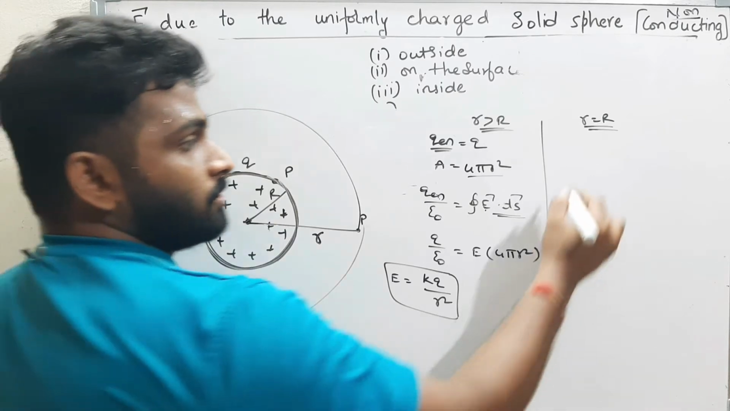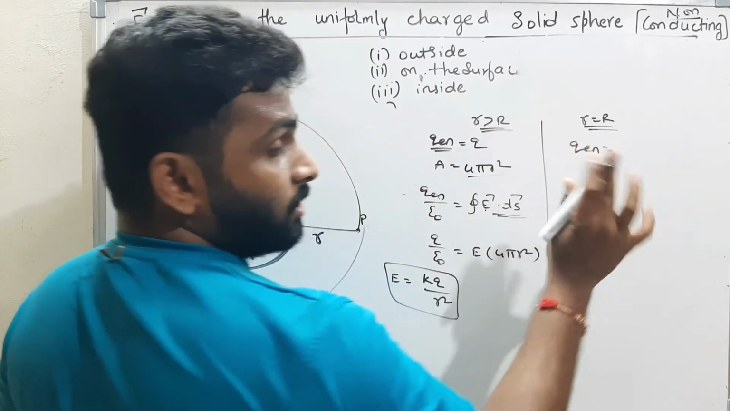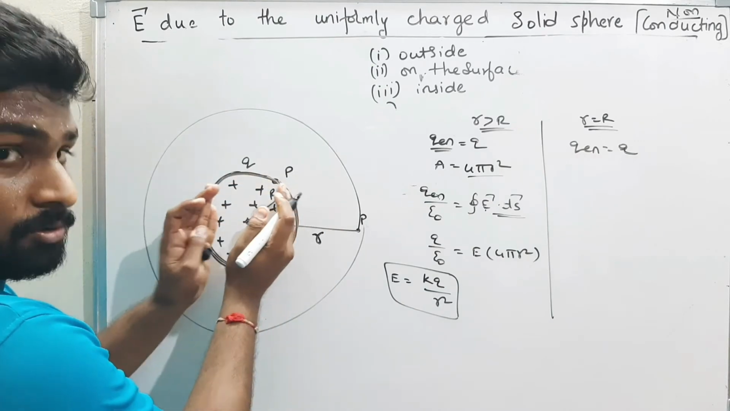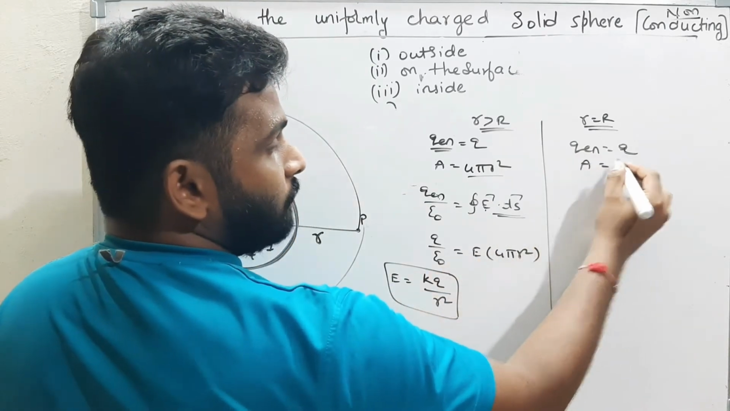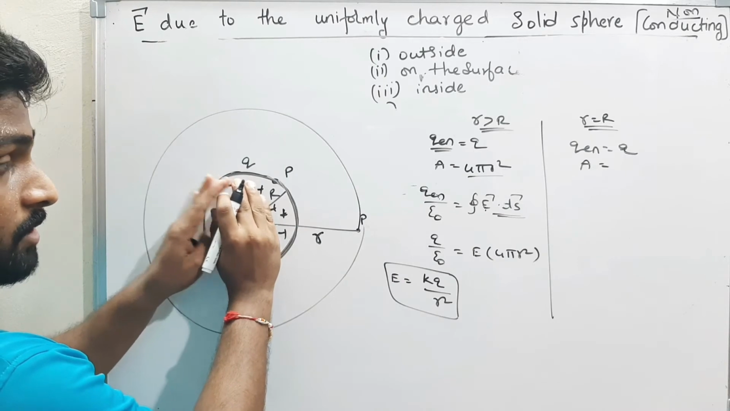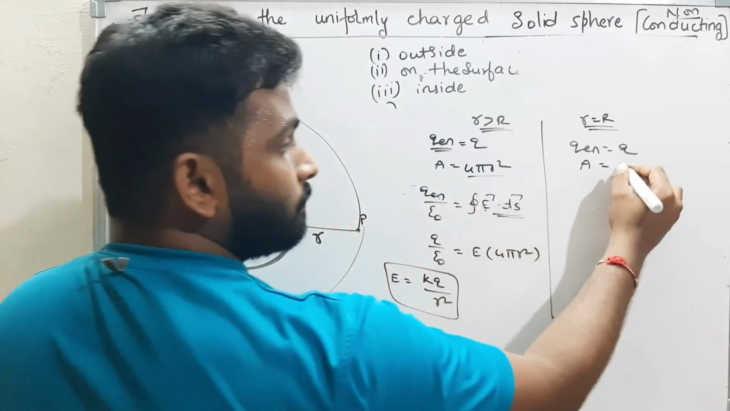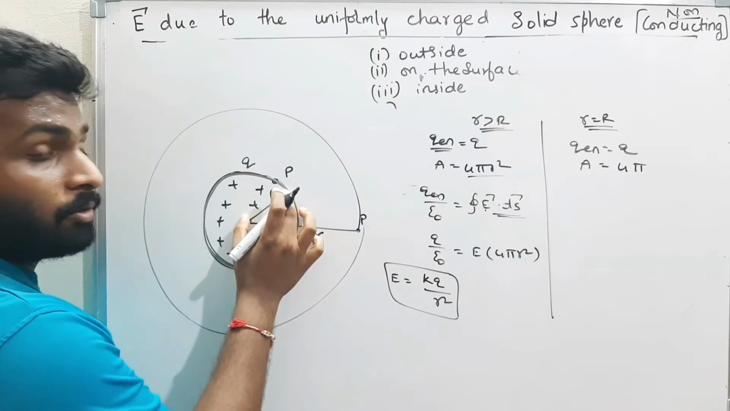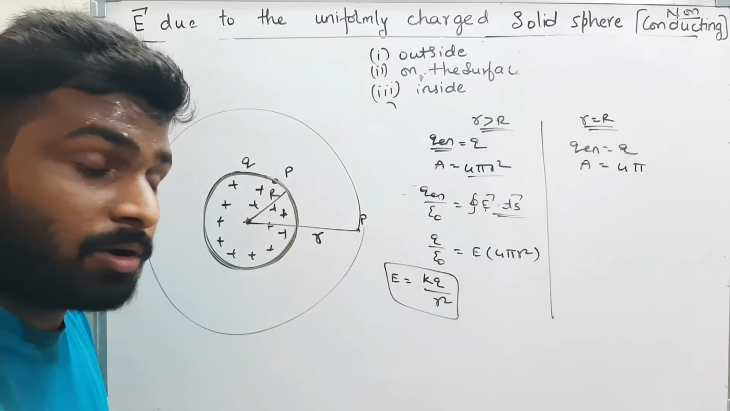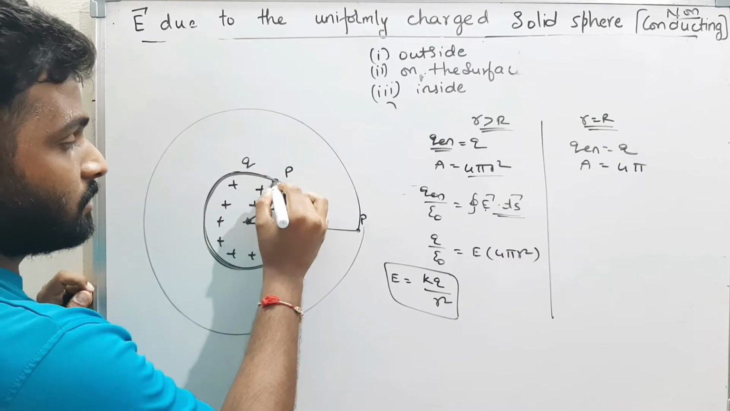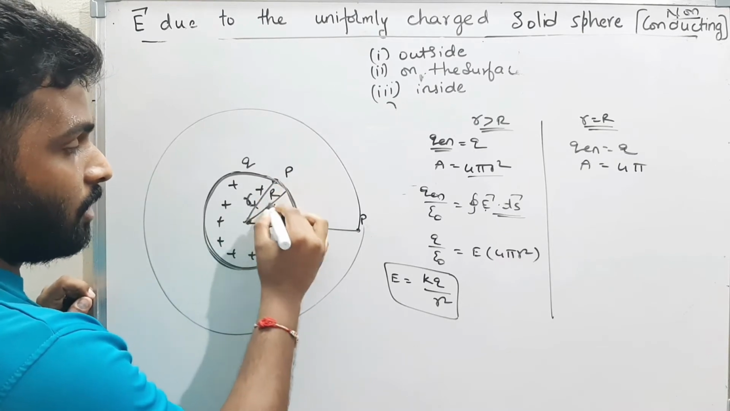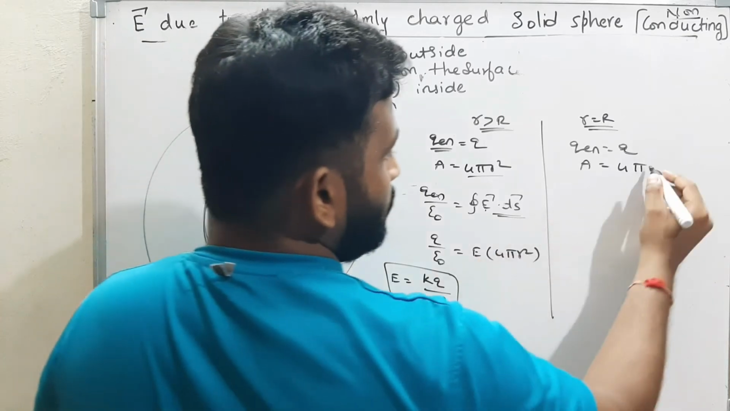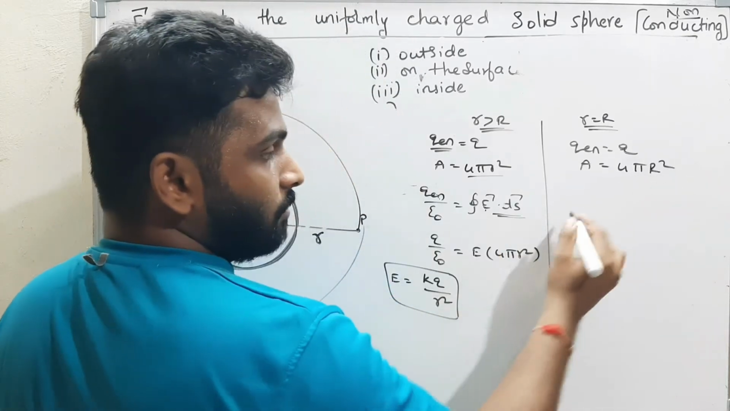So what is the charge enclosed? The charge enclosed won't change, that is Q. Inside this Gaussian surface, what is the charge present? That is nothing but Q. What is the area of the Gaussian surface? The surface area is 4 pi r square. Here, small r as well as capital R are both the same, because if I assume a point on the surface, the distance is the same. Therefore, the surface area is 4 pi capital R square.